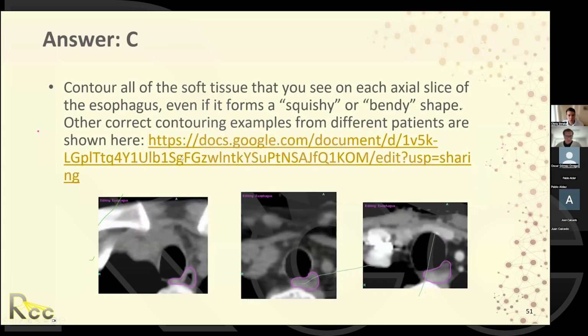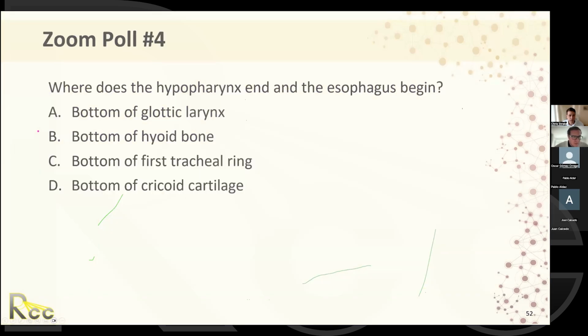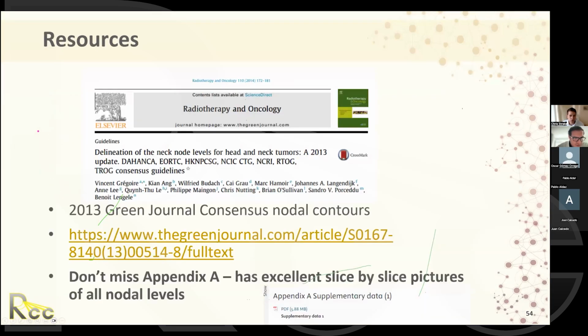And then, I mentioned there are some resources here. I just want to highlight these. So this is that Green Journal article that I mentioned, and we went through the slices of this. Again, I find it really useful. When you open up the article, it's a very long article with written English language descriptions of every nodal group, as well as the primary drainage of each group. But then you really want to make sure you go down and get the supplementary PDF. That's where you get those pictures that I find really helpful.